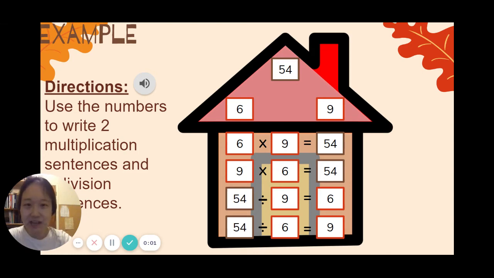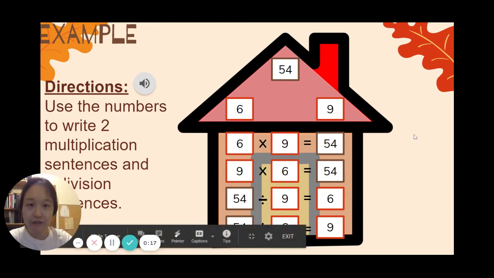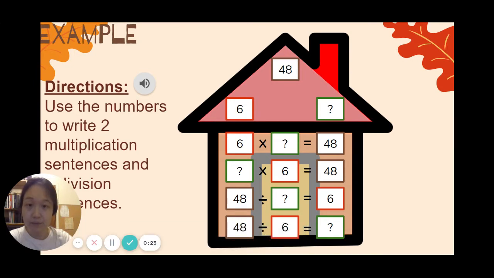Hi, third graders. This week we've been working a lot on fact families. As a review, on Tuesday we were given a fact family of 3 numbers, and then we rearranged those numbers to write 2 multiplication sentences and 2 division sentences. Then on Thursday, yesterday, we were given a fact family again, but this time one of the numbers was missing.